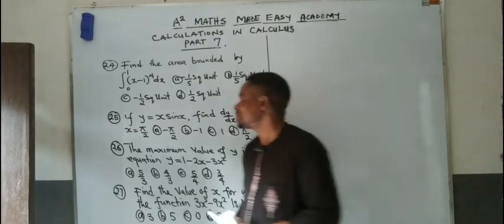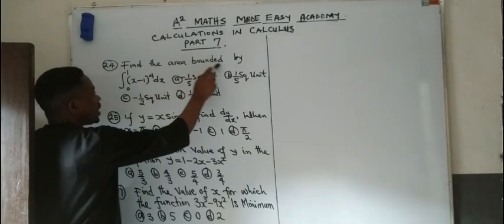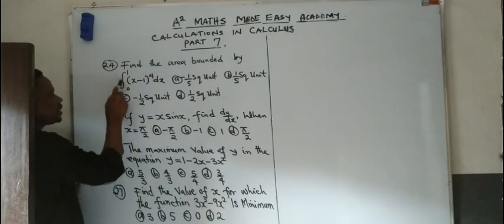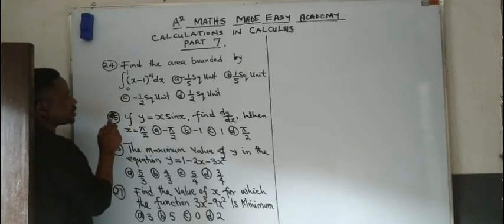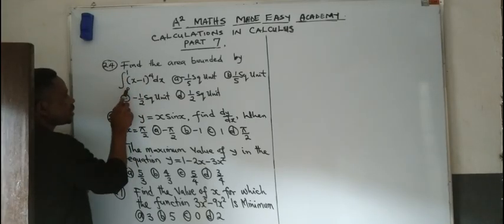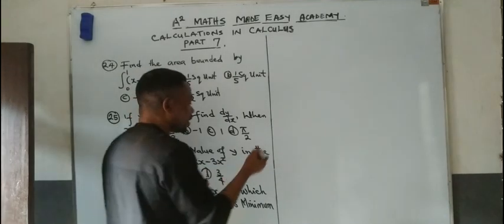Now let's go. Look at the first question. The question says, find the area bounded by the integral of (x minus 1) raised to the power of 4 dx. Upper limit is 1 and lower limit is 0. Now what am I trying to relate to here?